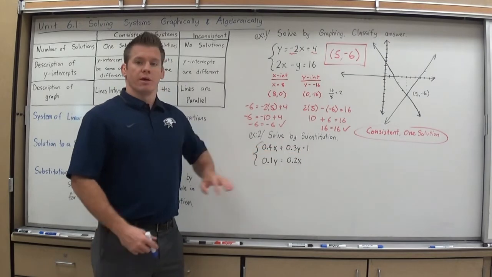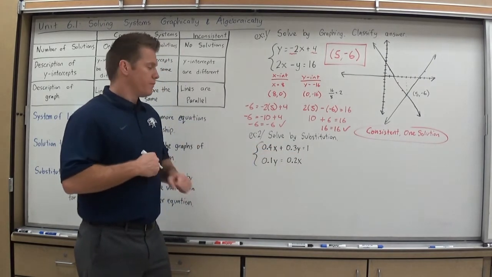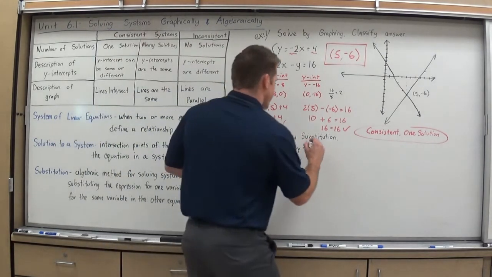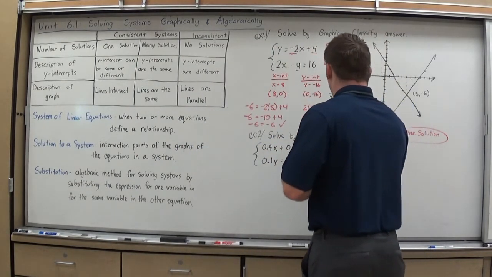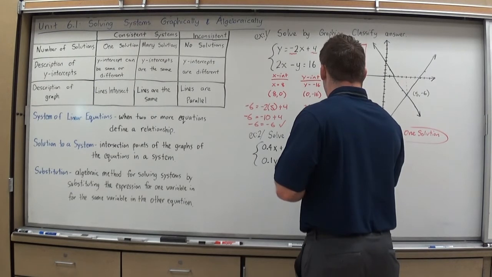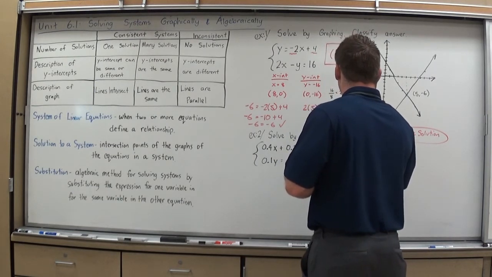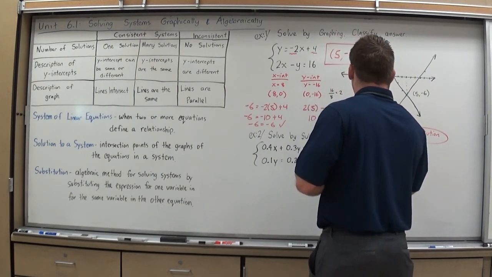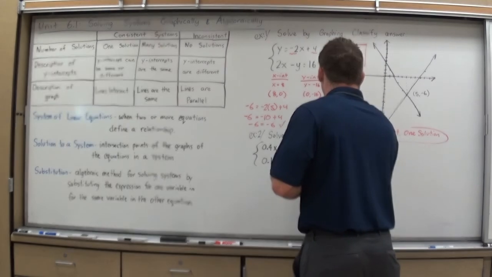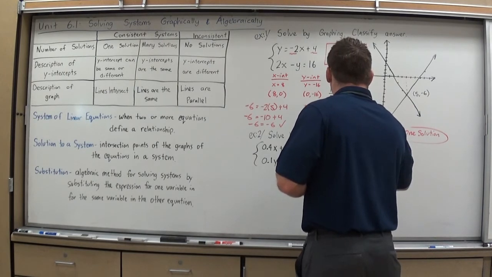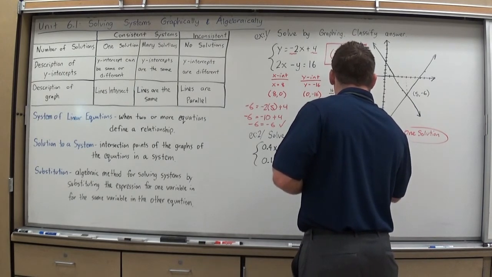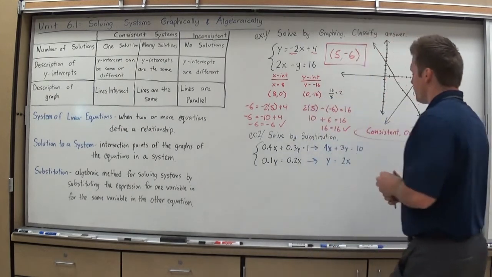Okay? By doing that, you'll get more reasonable numbers. So I'm going to multiply both these equations by 10, both sides. So 10, 10, and 10. 0.4 times 10 is 4x, 0.3 times 10 is 3y, and 1 times 10 is 10. On the bottom, 0.1 times 10 is 1, so 1y, equals 0.2 times 10 is 2x.